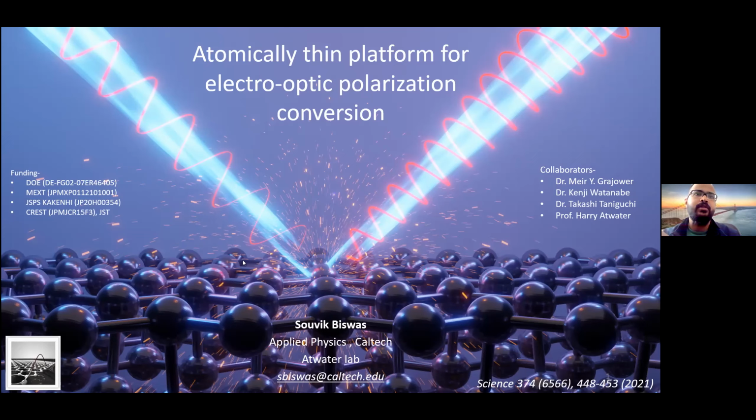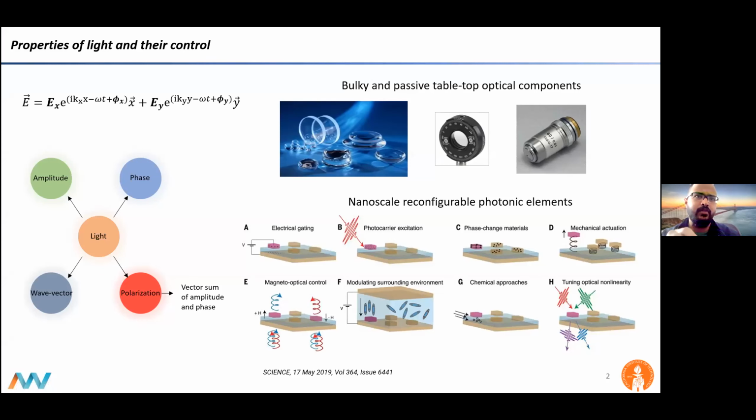So if we think about the properties of light and how to control them, we can break them down into some distinct qualities such as amplitude, phase, wave vector, and polarization. And to be fair, polarization is not really an independent property. It's rather a vectorial sum of amplitude and phase if you break them down in the x and y basis for normal incident light on the xy plane. And if we just have a monochromatic assumption, we can tailor the properties of light just by controlling the amplitude, phase, and wave vector.